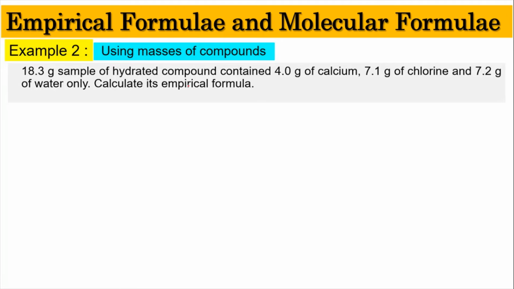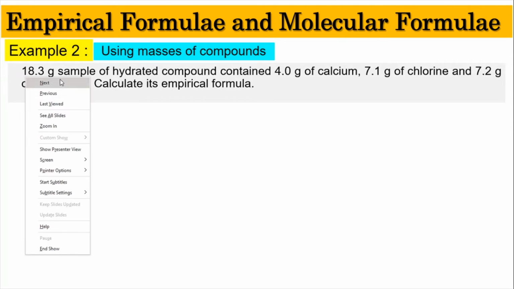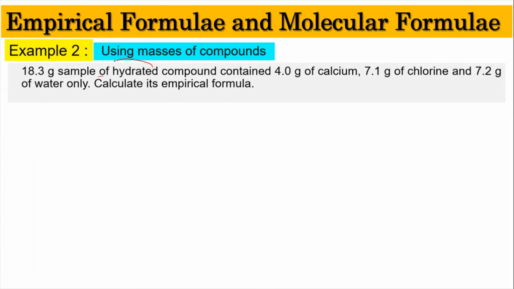So by using masses of a compound, it is very direct. So whatever masses are given to you, you're going to straight away use that in the mole table. So now let us read the question. So 18.3 gram of sample of hydrated compound. So hydrated means that it contains water. Okay, hydra comes from the word hydro, and hydro here refers to water. So the compound contains calcium, which is Ca, 4 gram of that, chlorine, Cl, and 7.2 gram of water only.